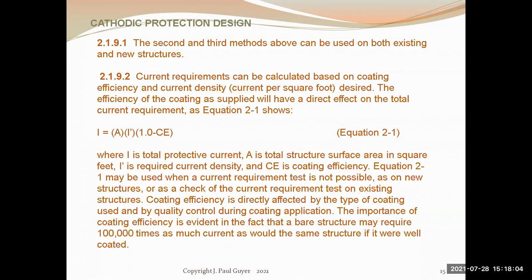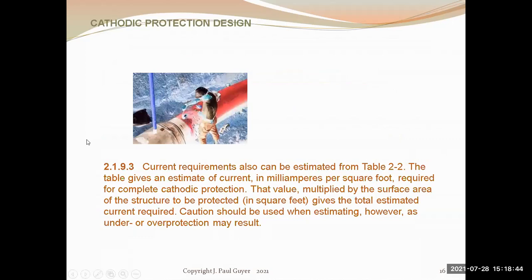So the current required is calculated simply with equation 2.1. I is the total protective current required. A is the total structure surface area in square feet. I prime is the required current density, a minimum of 2 milliamperes per square foot. And CE is the coating efficiency, whatever you assume, 95%, 97%, 90%, whatever. Equation 2.1 is just a simple calculation of the current required.